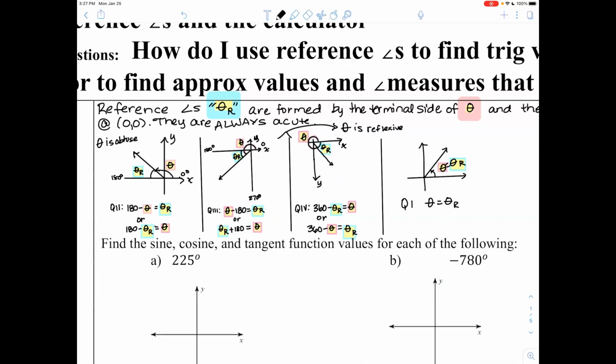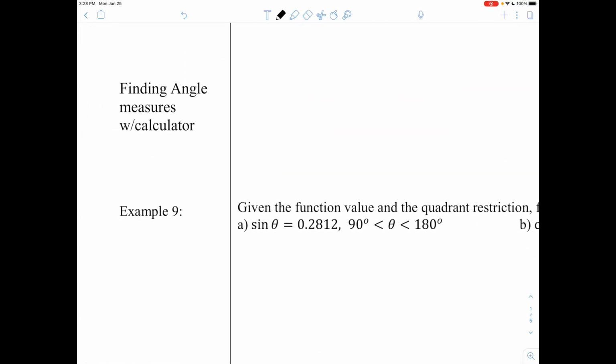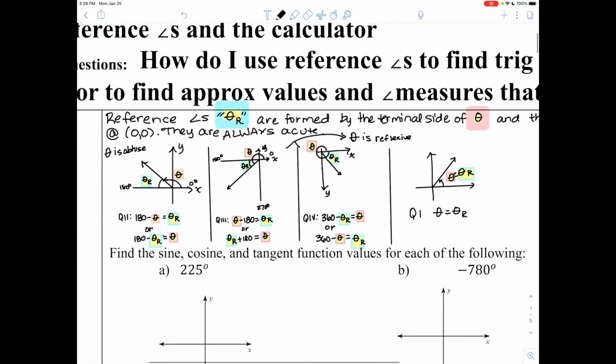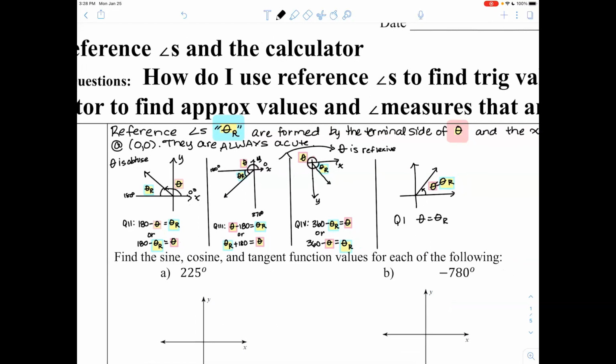If I'm asking you to find a measure of an angle, say I'm going to be doing this down here in example 9, the calculator doesn't know what angle you're talking about, because there are multiple angles that have a sine of 1/2 or a sine of -1/2. In fact, on the unit circle, there's two angles that have a sine of 1/2, and a sine of theta that's negative 1/2. So the calculator, when you're looking for an angle measure, will only ever give you reference angles. That's all it'll give you.